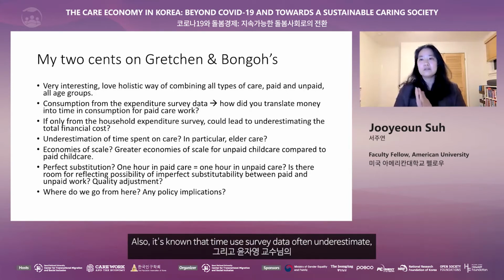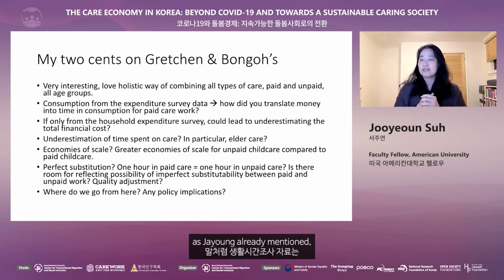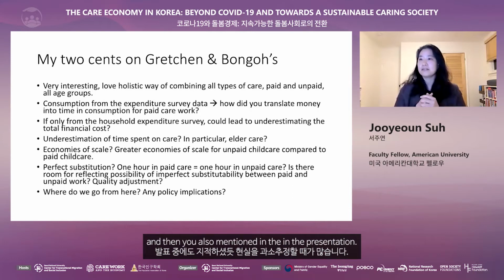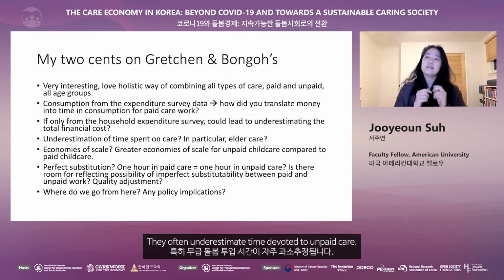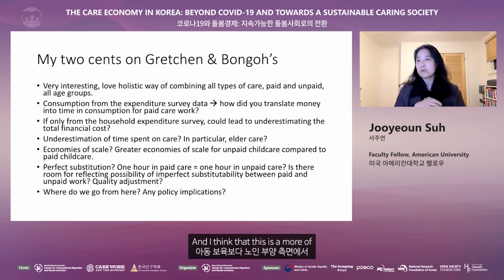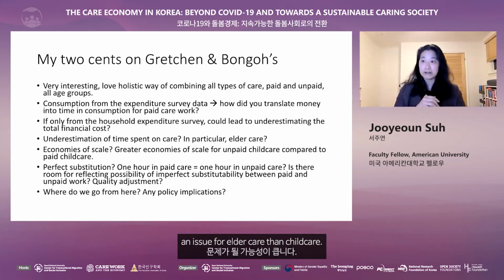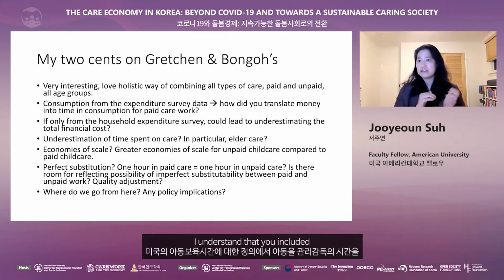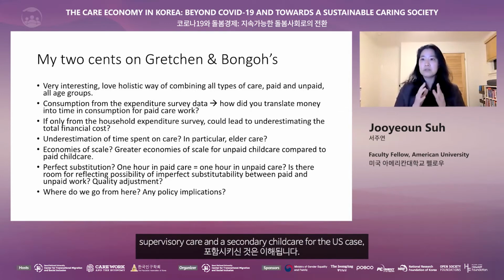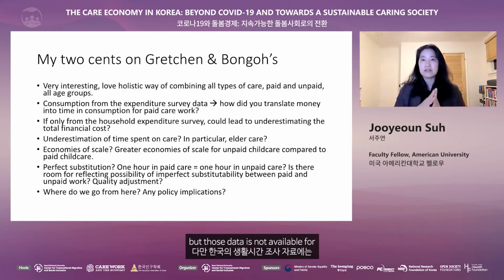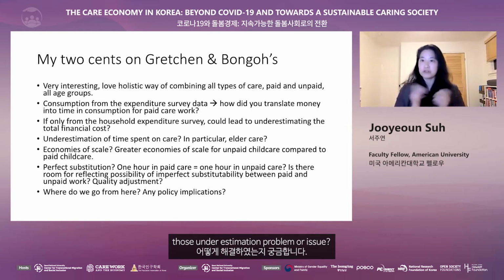And also it's known that time use survey data often underestimates, as Jooyeoun already mentioned, and you also mentioned in the presentation. So they often underestimate time devoted to unpaid care. And I think that this is more of an issue for elder care than child care. And I understand that you included supervisory care and secondary child care for the US case, but those data are not available for Korean time use survey data. So any thoughts on how to overcome this underestimation problem?